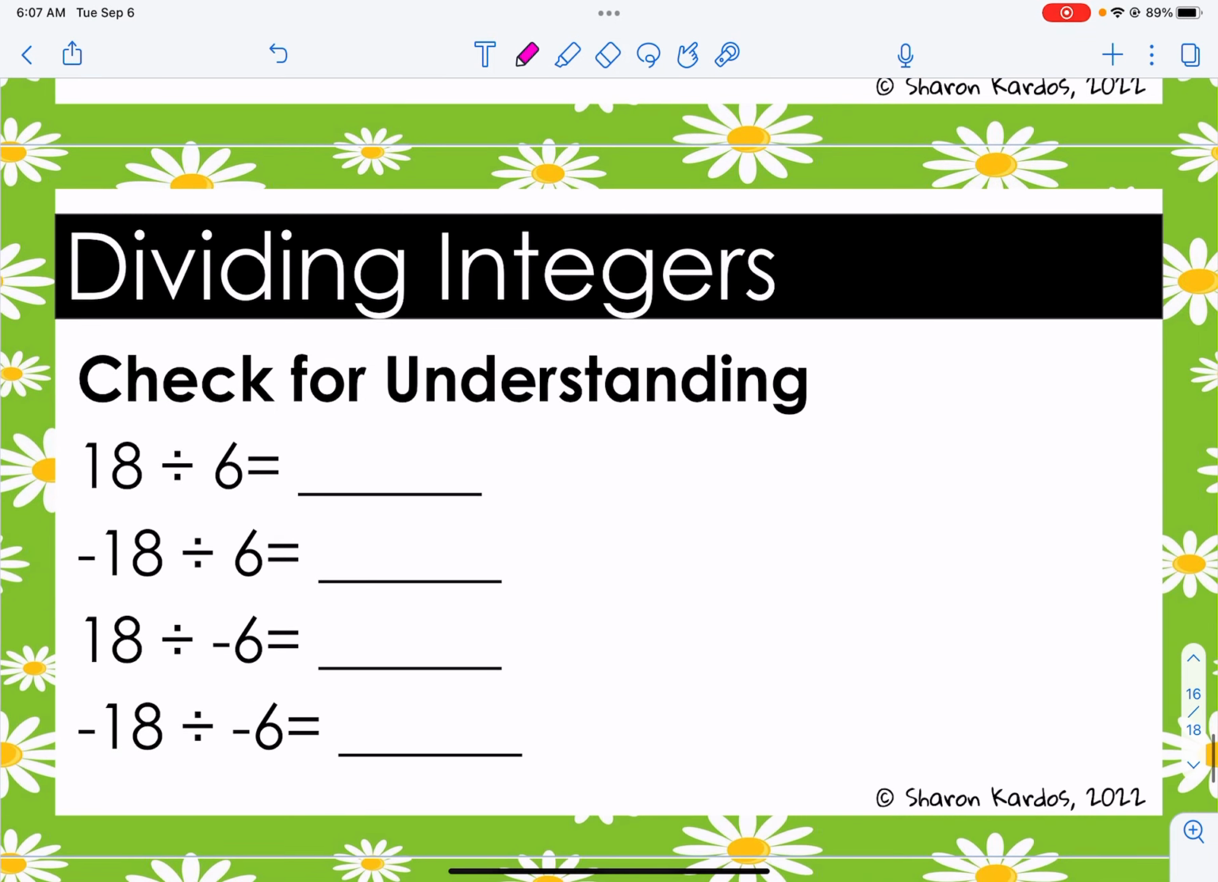Pause the video for a moment, see if you can use those two rules to come up with answers, and then come back to the video to check your work. All right, let's see how you did. The first one, they're both positive, so my answer is going to be positive 3. The second one, I have one of each, so negative 3. And the same thing on the third one, except this time the 6 is negative. But it doesn't matter, as long as I have one of each, my answer is negative. And in the last one, I have two negatives, so in this situation, that's going to make a positive.